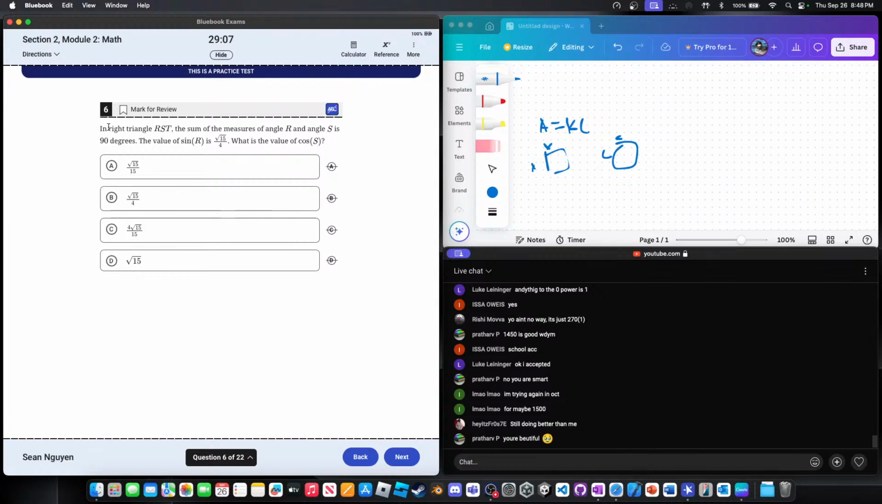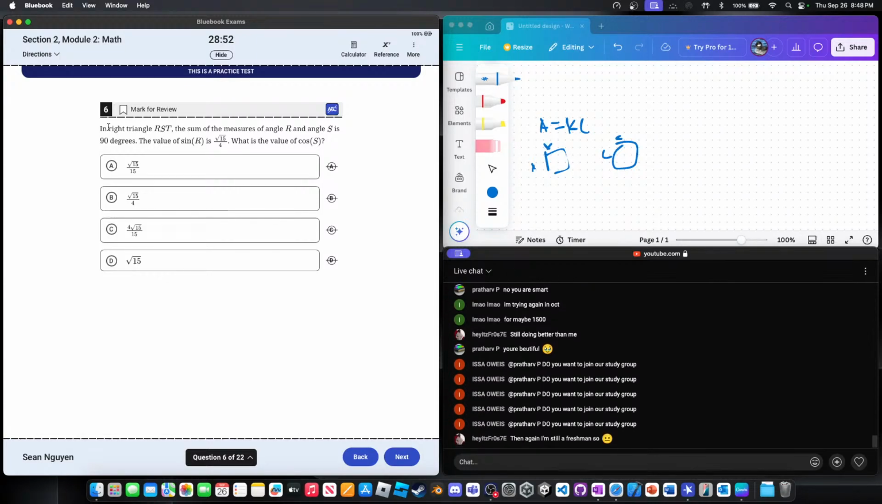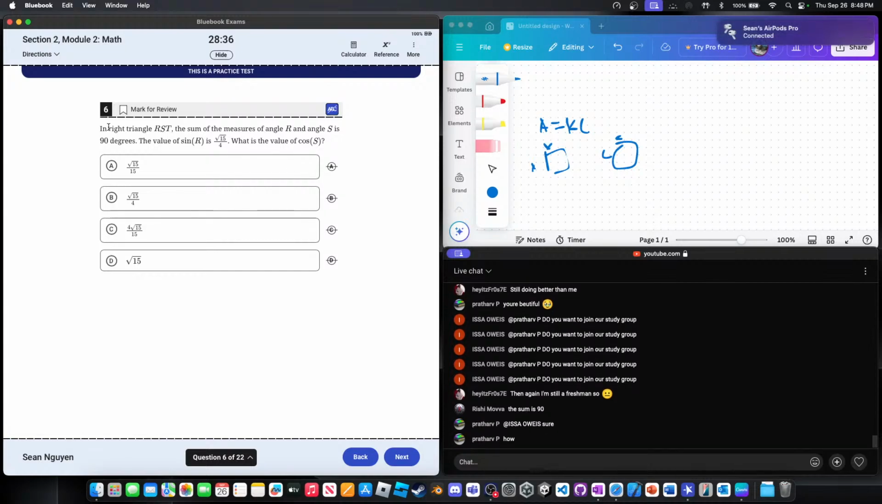Angle R and angle S is 90 degrees. Oh, the sum. Oh, whoops. The sum of angle R and angle S is 90 degrees. Okay, so T must be 90 degrees. Right, and R plus S is going to equal 90. Yes, the sum of the measures of angle R and angle S is 90 degrees.